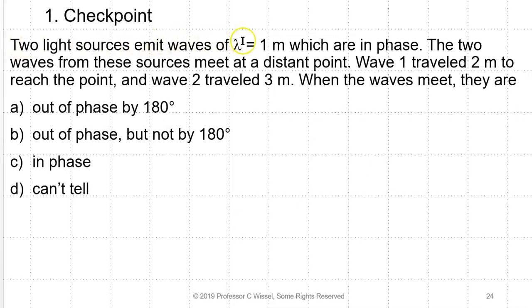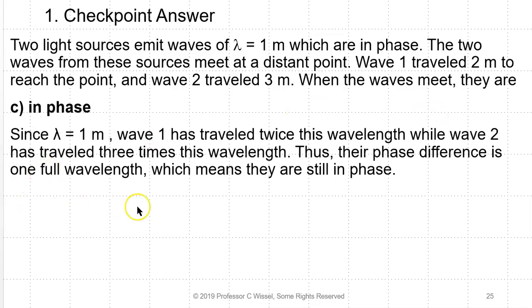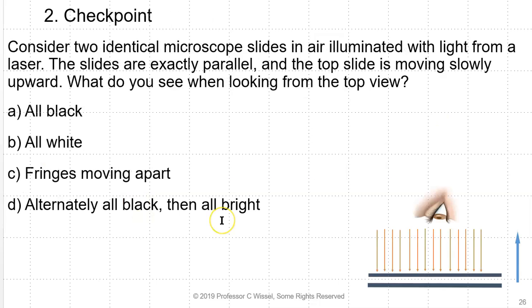Now, 2 light sources emit waves of lambda equals 1 meter, which are in phase. The 2 waves from each source meet at a distant point. Wave 1 has traveled 2 meters to reach the point, and wave 2 has traveled 3 meters. When the waves meet, they're going to be in phase with each other because they differ by 1 wavelength.